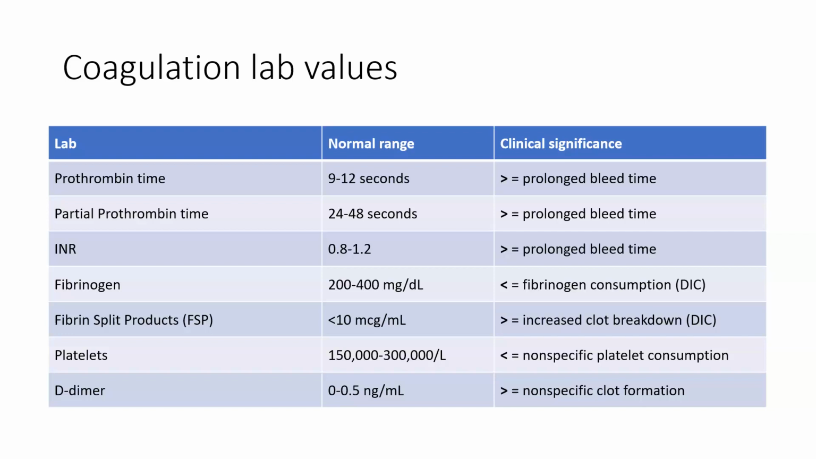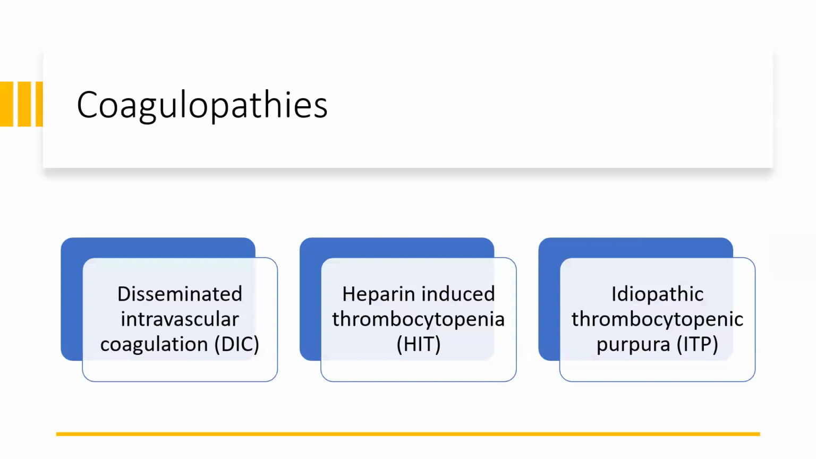Platelets, a very common coagulation lab value that we'll look at. When platelets are low, it's pretty non-specific. We have to gain a lot of other information to determine why platelets are low. Did we have loss of platelets due to a hemorrhage or consumption of platelets? And so we can figure out exactly what happened there. Similarly with D-dimer, it's pretty non-specific, but it is an indicator that there is some sort of clot formation within the body.